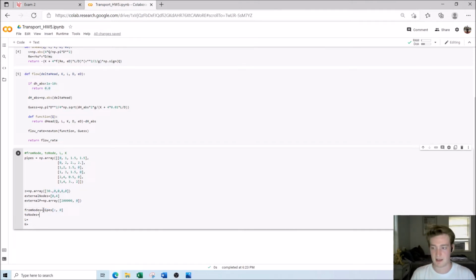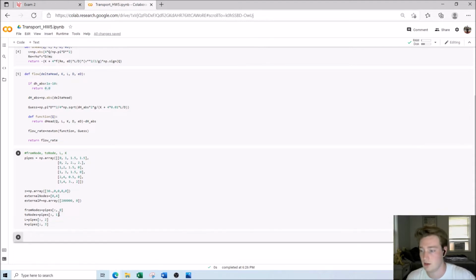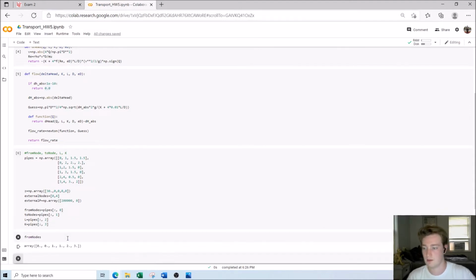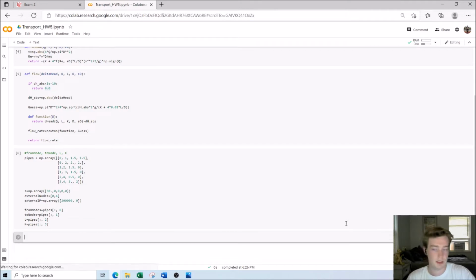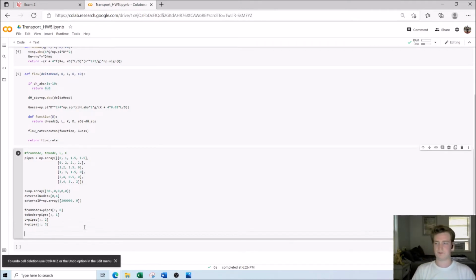So if we copy and paste this down, Control V, Control V, beautiful, and just change these values. So 1, 2, and 3, Shift Enter. Everything works. Let's take a look. From nodes 0, 0, 1, 1, 2, 3, 0, 0, 1, 1, 2, 3. Beautiful. So it's working just as intended.